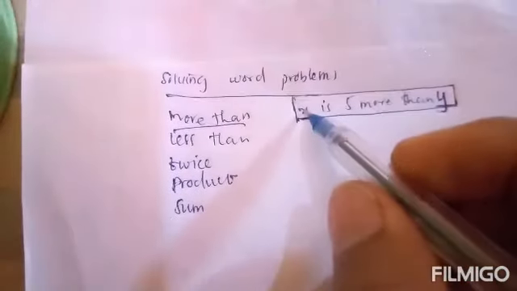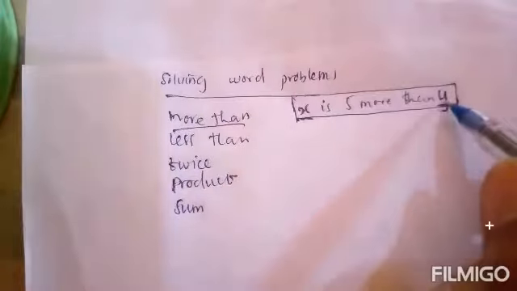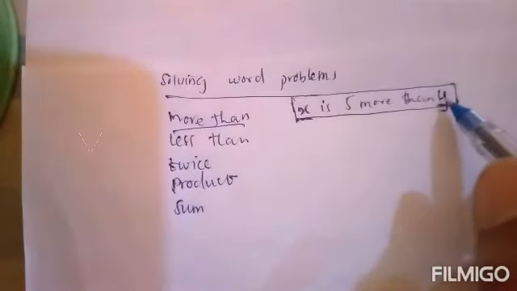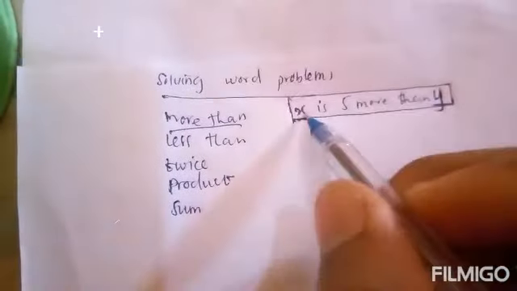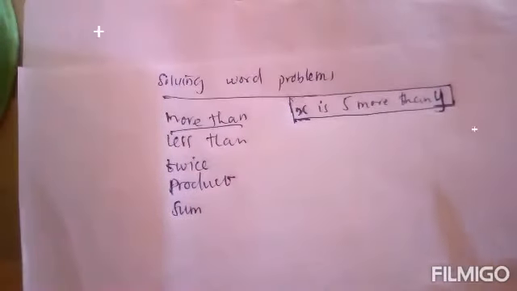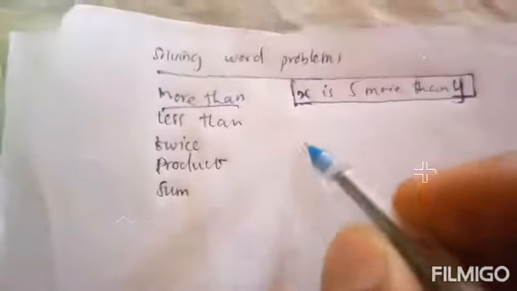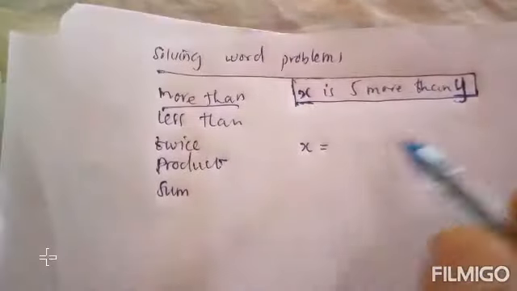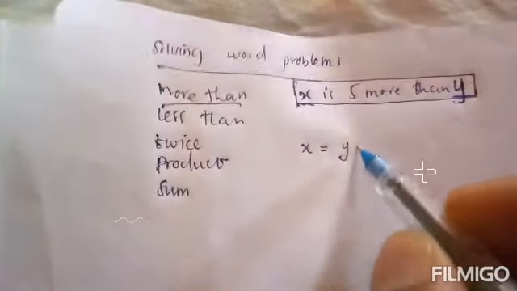That means when you want to find x, you have to add 5 to y before you get x. X is 5 more than y. That means when you write x, you have to add 5 to y before you get it. Okay, so it will be y plus 5.